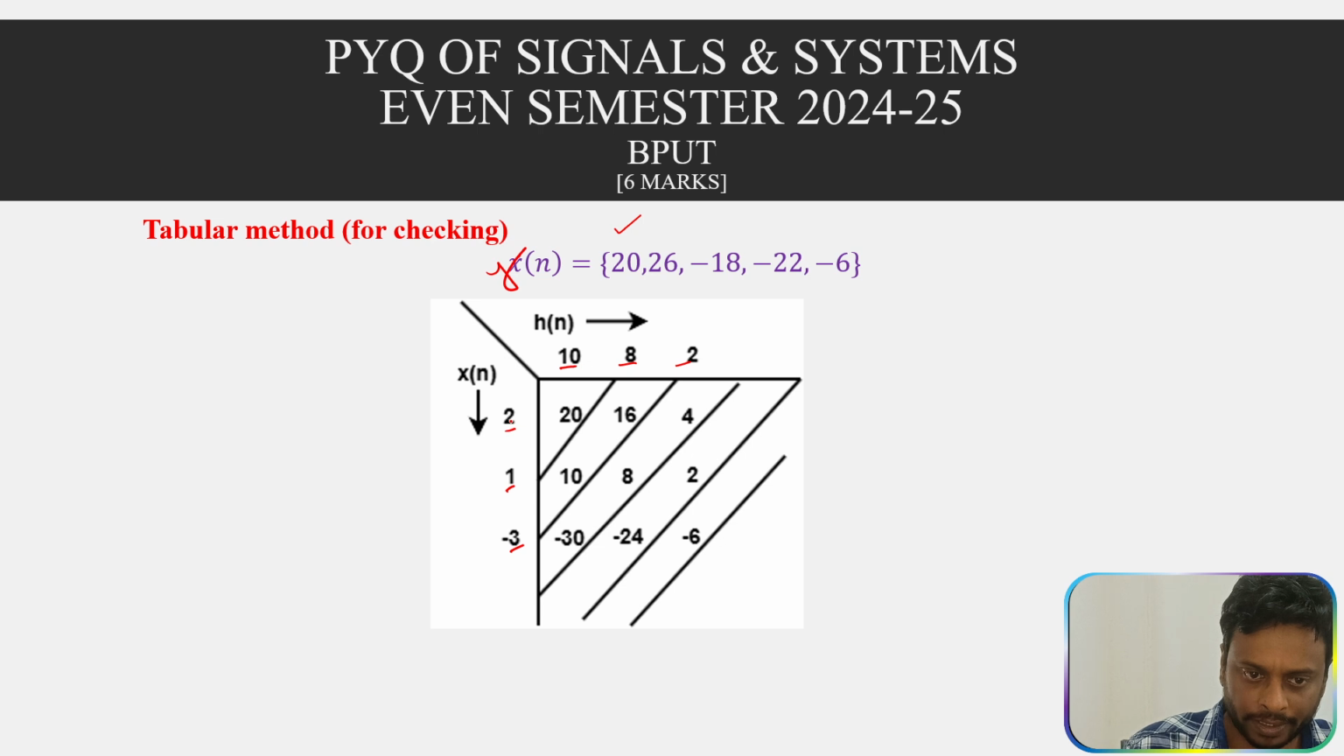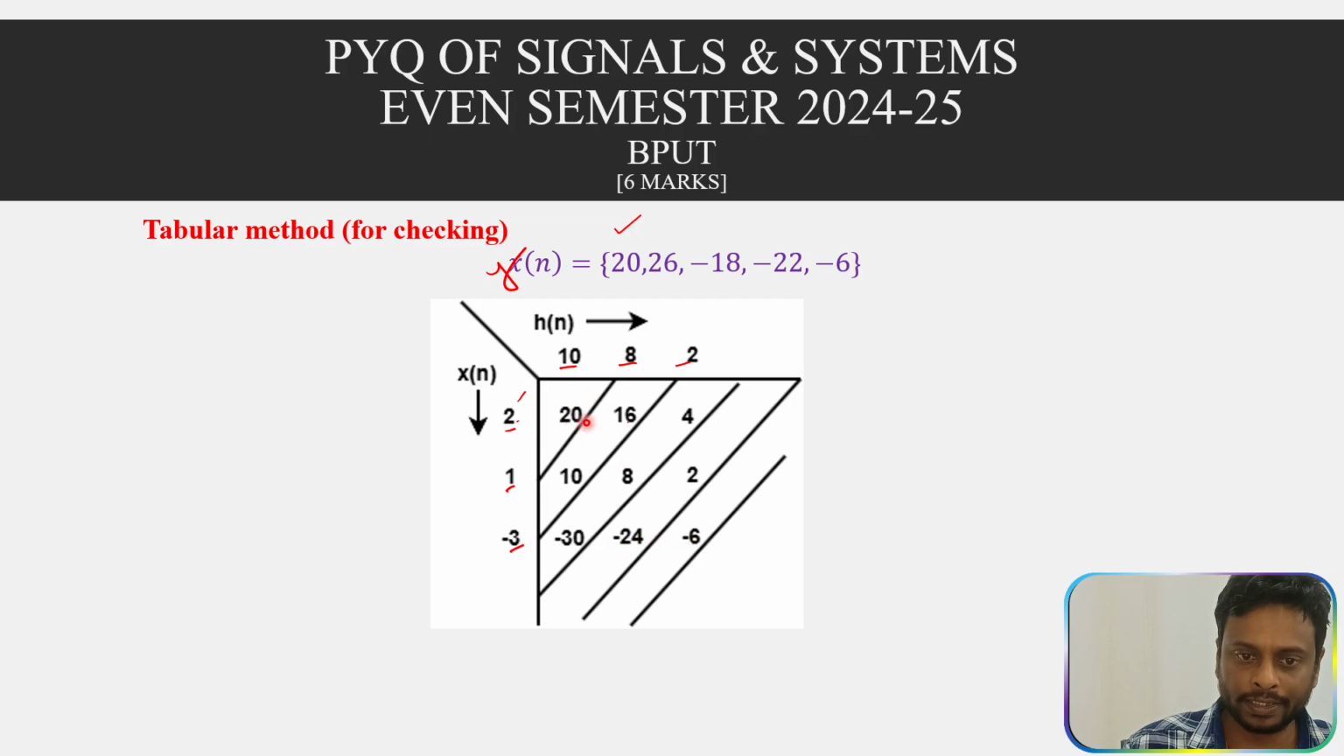So let us multiply this. 2 into 10, that is 20, 2 into 8, that will be 16, then 2 into 2, that will be 4. Okay, similarly, 1 into 10, that will be 10, 1 into 8, that will be 8, 1 into 2, that will be 2. Similarly, minus 3 into 10, that will be minus 30, then it will be minus 24 and minus 6.